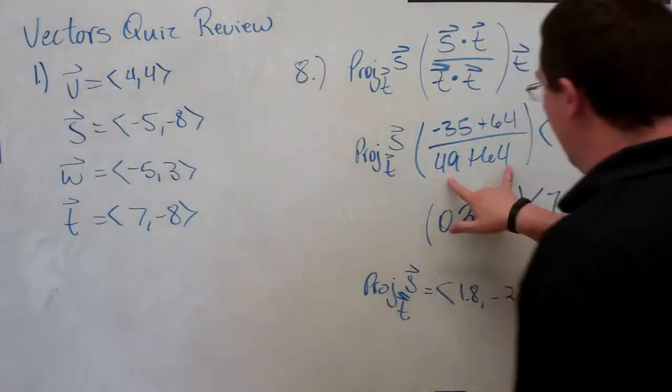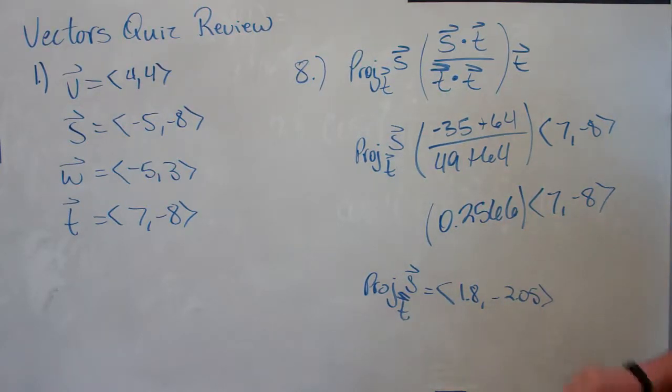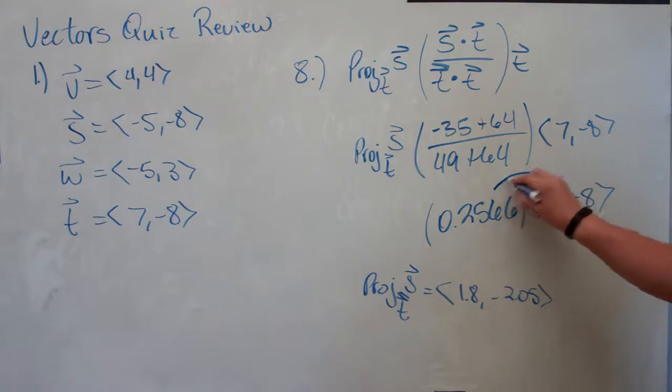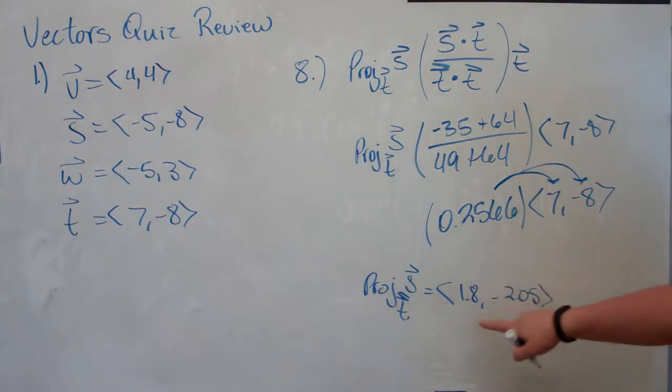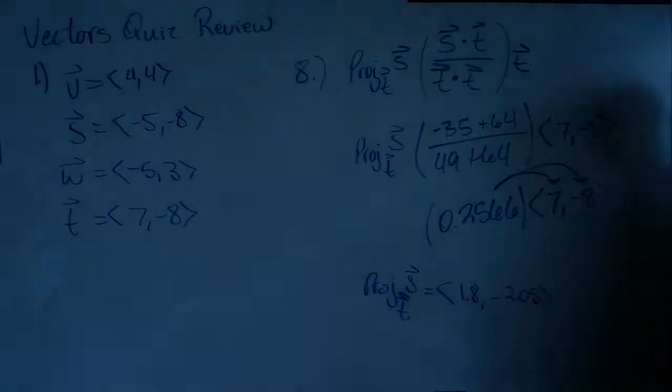Remember, just do this first. Get that number, multiply that number by each one of these. Remember, you're distributing it over. So this times 7 is 1.8. This times negative 8 is negative 2.05. That's all you got to do.